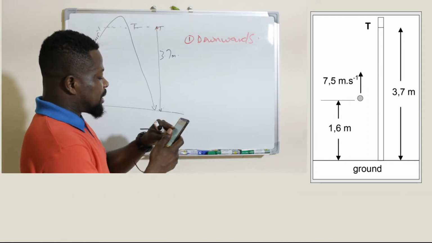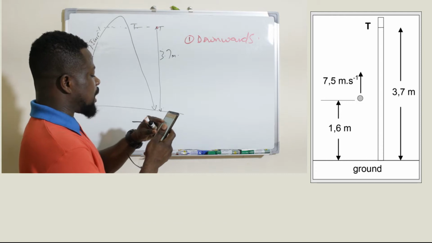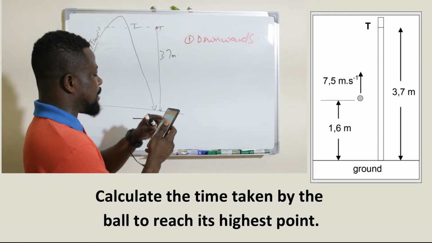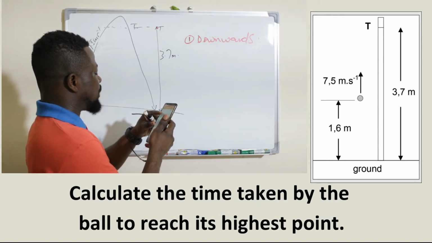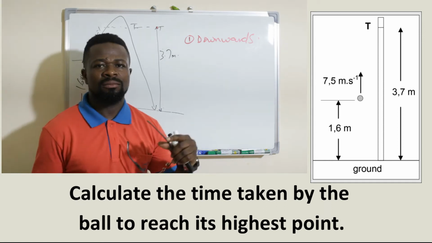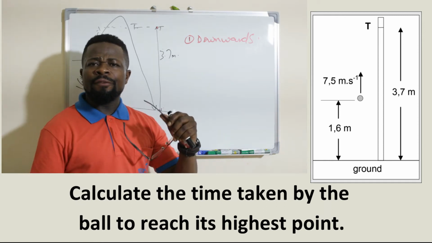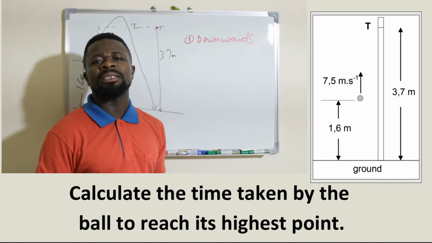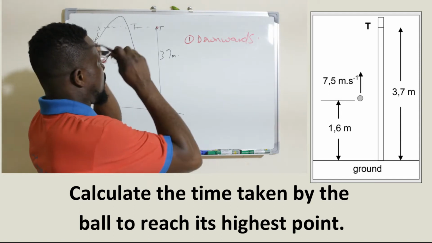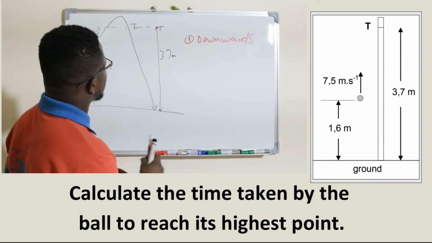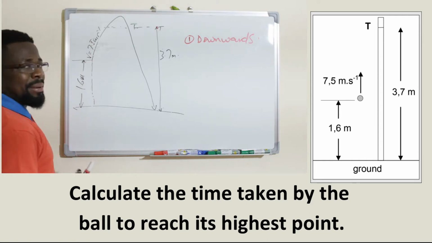Right. So let's look at question number 2 under this particular problem. Alright, question number 2 says we should calculate the time taken by the ball to reach its highest point. The time taken for the ball to reach the highest point in this situation is what the question is requesting from us to calculate.